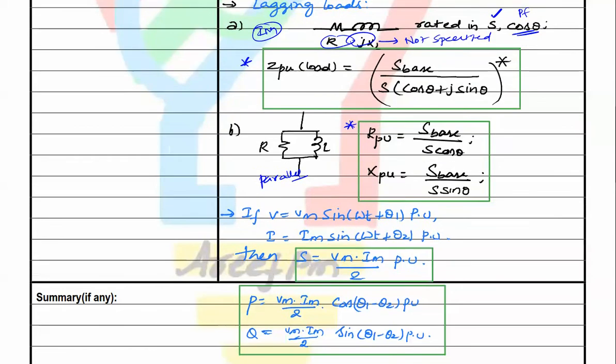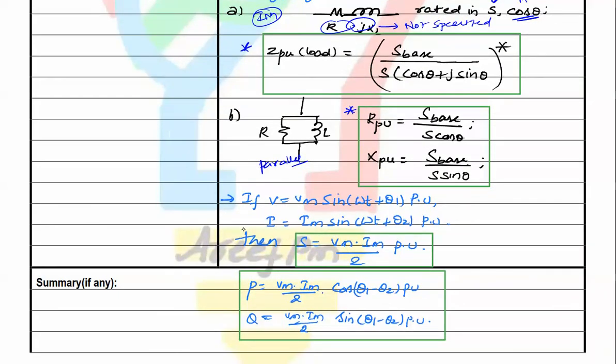Suppose the values are given in per unit terms, V is equal to Vm sin(omega t plus theta 1) and I is equal to Im sin(omega t plus theta 2). Then S is nothing but Vm into Im by 2 in per unit, and P is equal to Vm into Im by 2 into cos(theta 1 minus theta 2), and reactive power Q is equal to Vm into Im by 2 into sin(theta 1 minus theta 2). So these are the important formulas which will be useful in order to solve these per unit problems.